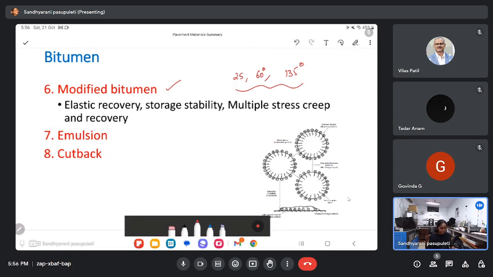Polymers or crumb rubber are added in such a way that at low temperatures they behave elastically and do not crack, and at higher temperatures they behave in a stiffer manner and do not rut. So how do we quantify them before using them? One is the elastic recovery, how elastic they are, and another is the storage stability.